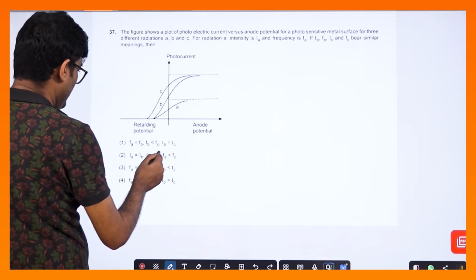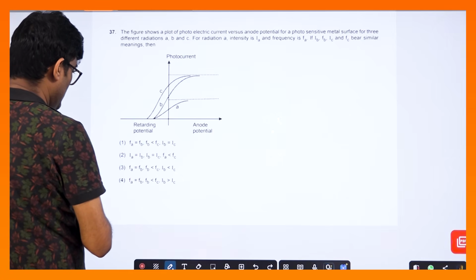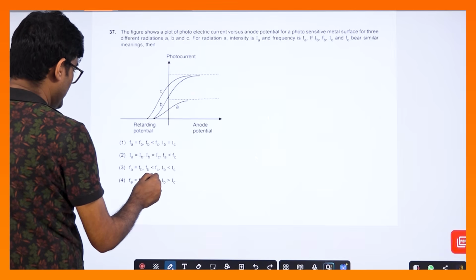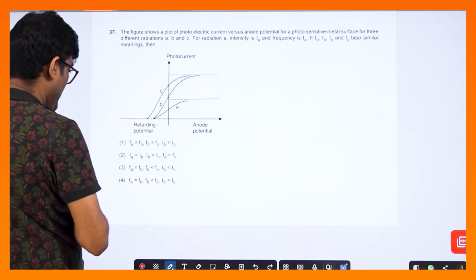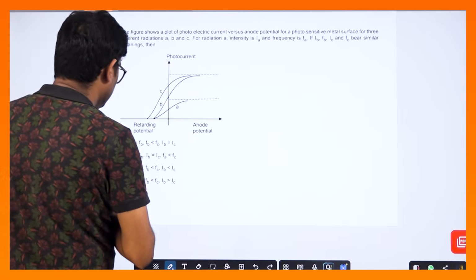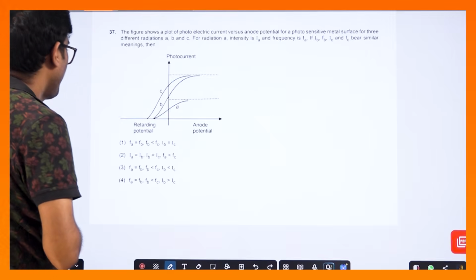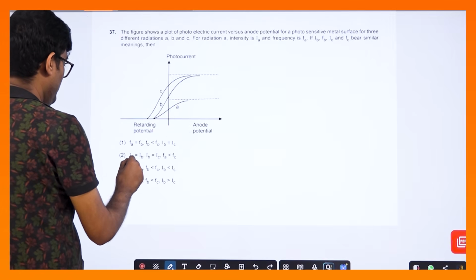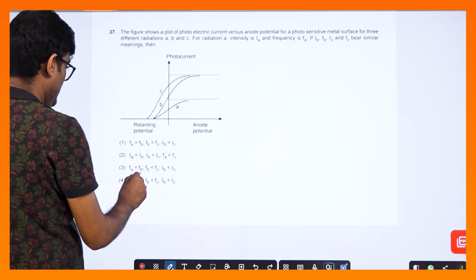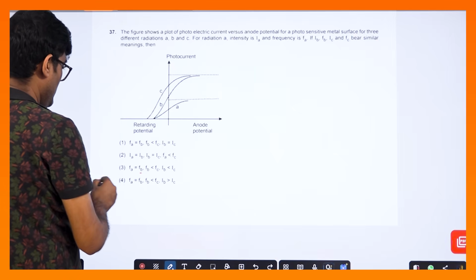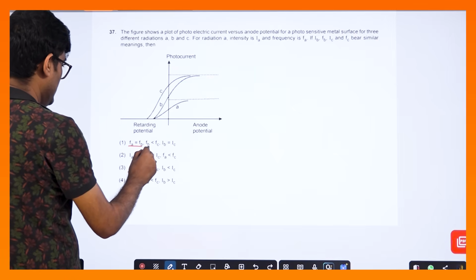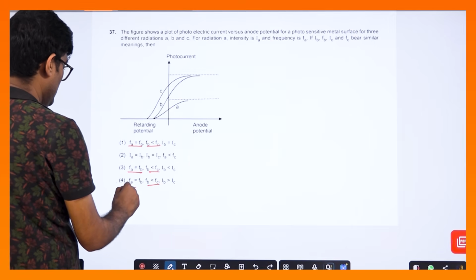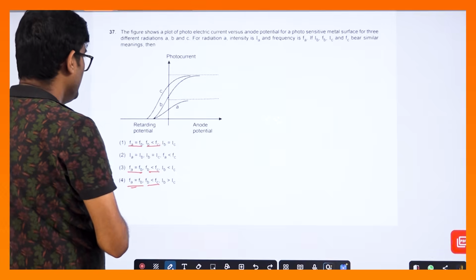Frequency of C is greater than A, frequency of C is greater than B. So everywhere this frequency C is given, I have to check the others also, right? Frequency of A and B are the same because they are the same, right? So this is correct, B less than C, they are correct. All this information is correct.